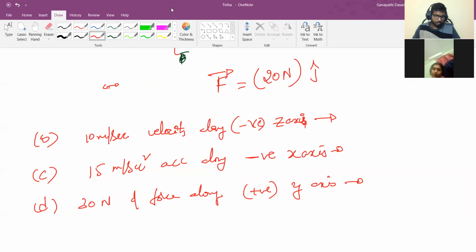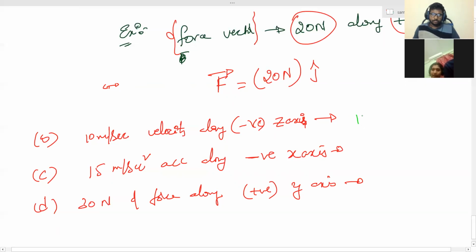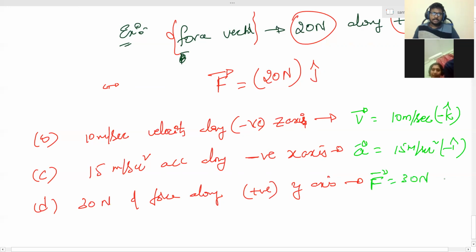So for the second one, velocity vector is equal to 10 meter per second minus k cap. The third one, acceleration vector is equal to 15 meter per second square minus i cap. The fourth, force vector is equal to 30 newton, j cap. This is minus i cap, okay. Yes, sir. And the last one, the force vector will be 30 newton, plus j cap.